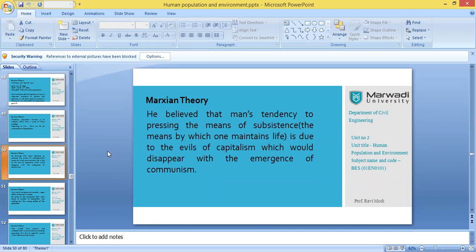He believed that man's tendency to press on the means of subsistence, or the means by which one maintains his or her own life, is due to the evils of capitalism. I hope everyone knows the meaning of the word capitalism, which would disappear with the emergence of communism. So two main words are there: capitalism, that is industries, and communism. These two words should be clear to everyone.